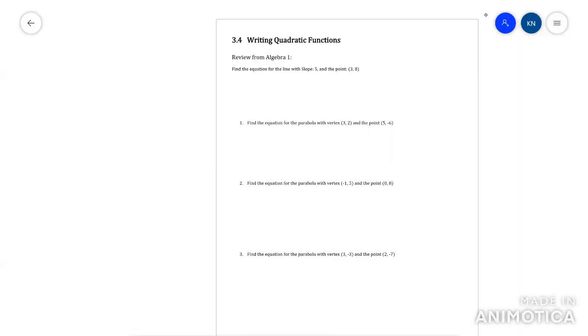All right, this video is going to go over 3.4 notes, which is how to write quadratic functions when you're just given a vertex and an xy coordinate. So they want us to start out with just remembering how to do it with a linear function here. If you remember linear, we use y equals mx plus b, okay? And they give us the slope here. That's your m. So now I have y equals 5x plus b, but I still don't know what b is.